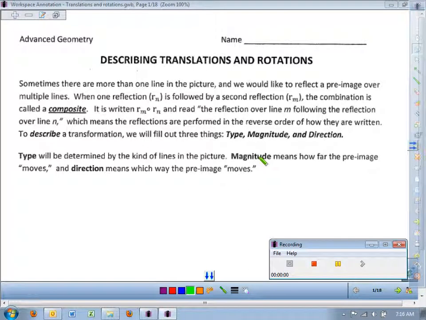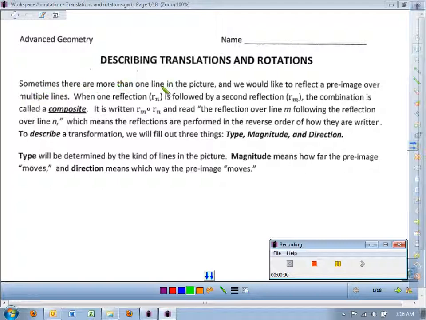All right, we are in Chapter 4. This is Day 3 of Chapter 4, and today we are describing a translation and a rotation. And rotation is a word that is not new to you, but translation might be a new word. So a lot of notes here. What we're going to need is a highlighter for this sheet. So this is our notes, and we're going to highlight some important terms. So here we go. Let's just get started.